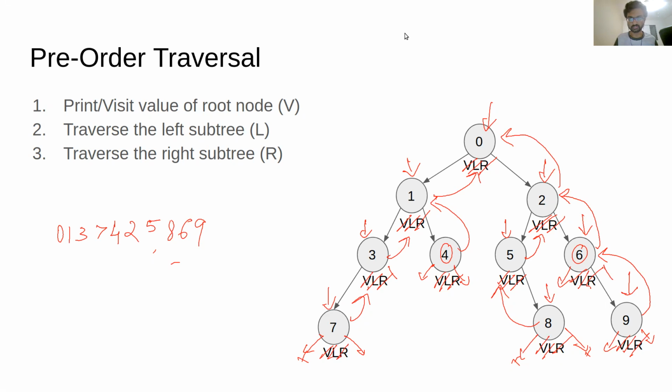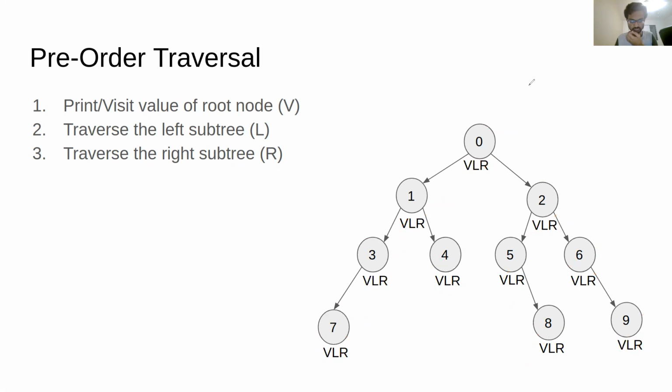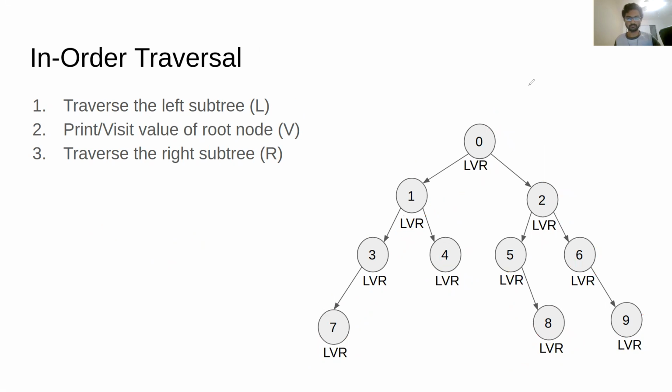Now we'll look at the next type of traversal, that is in-order traversal. So first, again, we start at the root. Do we have a left node and left subtree? Yes. So we are on 1. Do we have a left subtree of 1? Yes. So we are at 3. Do we have a left node of 3? Yes. So we are on 7. Then do we have a left subtree of 7? No. So we visit 7. So the output is 7.